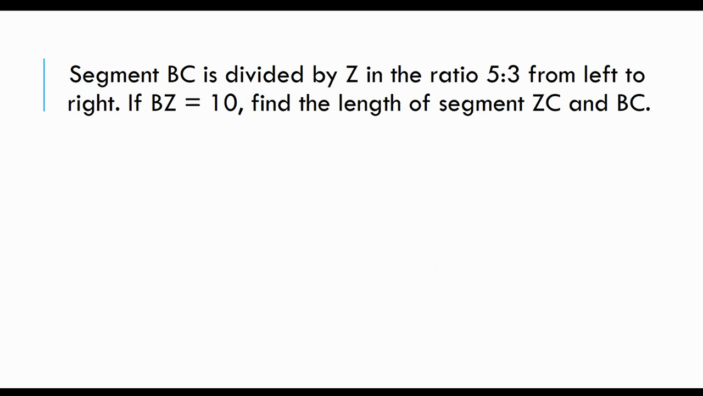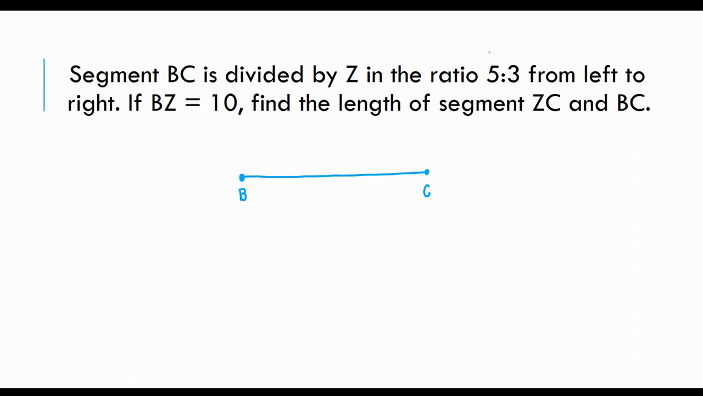All right, in this next one, it's telling us that the segment BC is divided by point Z in the ratio of 5:3 going from the left to the right. So once again, we don't have a picture, so I would suggest that we sketch a picture to represent this problem. So here's the segment BC. Point Z, if it's splitting it into the ratio 5:3.